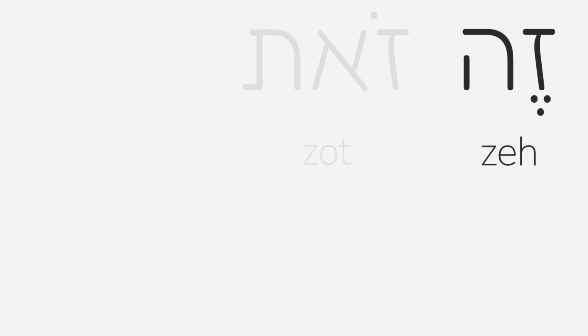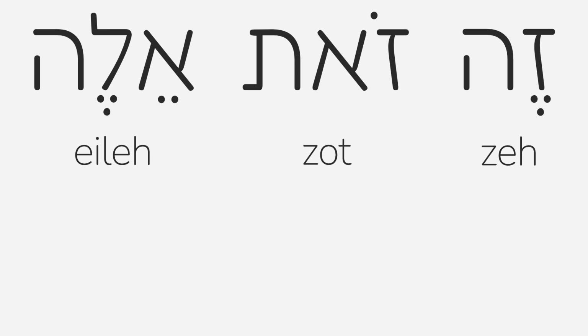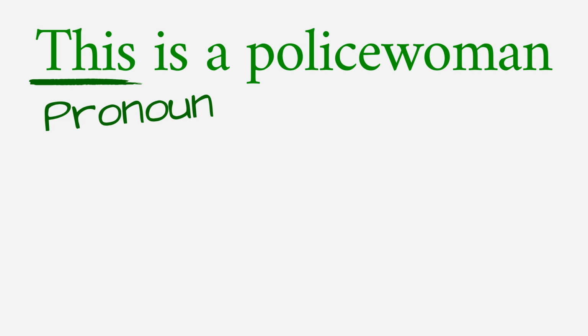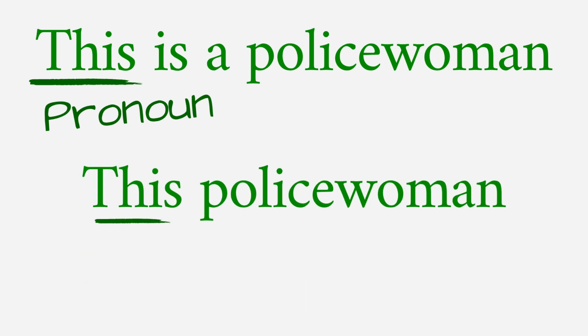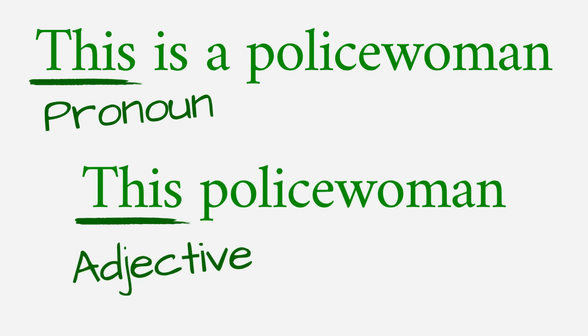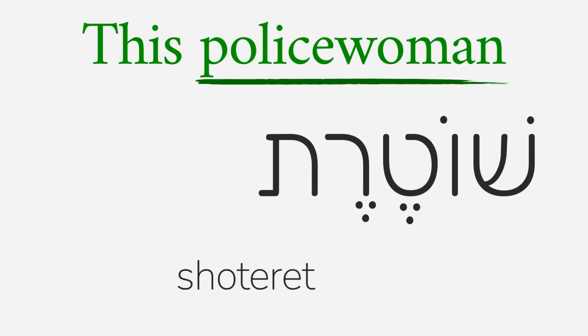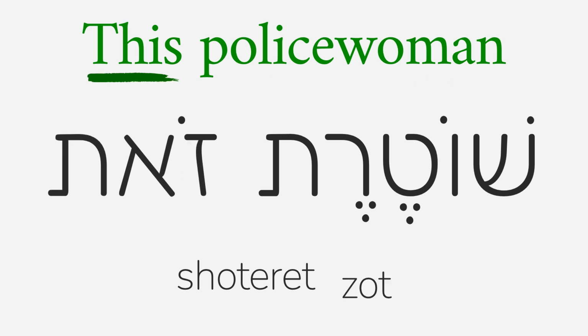The words ze, zot, and ele can not only be used as pronouns, but also as adjectives. The same goes for the English words this and these. For example, in the sentence, this is a policewoman, this is a pronoun, but in the phrase, this policewoman, this is an adjective describing the policewoman. To say this policewoman in Hebrew, first we have the noun, shoteret, policewoman, and then we have the adjective zot, this. We could just leave it at that, shoteret zot, to mean this policewoman.